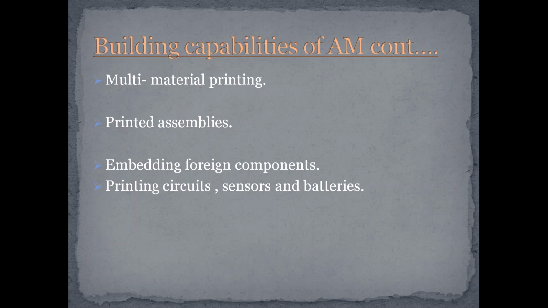Now, building capabilities of additive manufacturing continue. Multi-material printing. The next one is printed assemblies, assembling foreign components, printing circuits, sensors, and batteries. So these are all building capabilities of additive manufacturing.